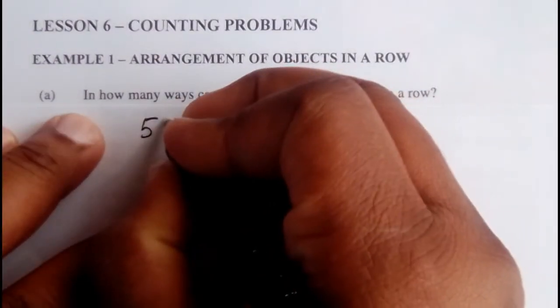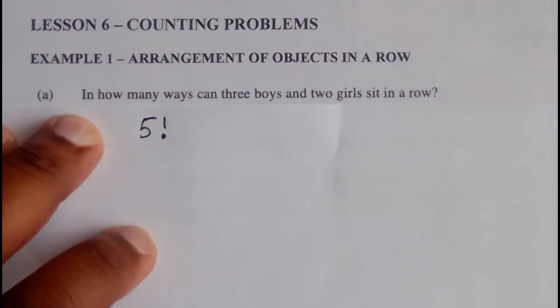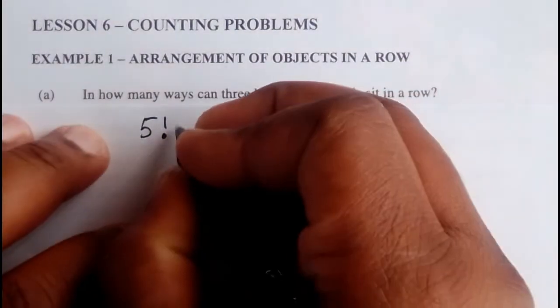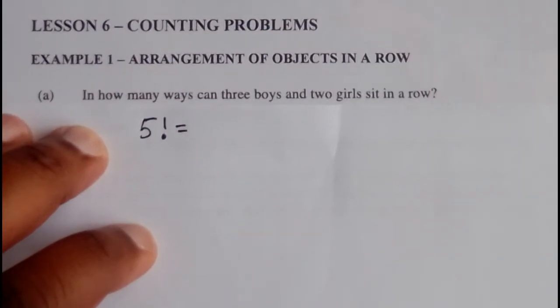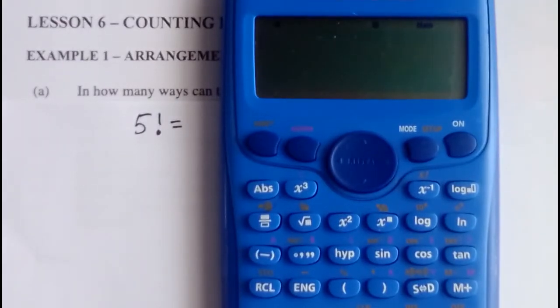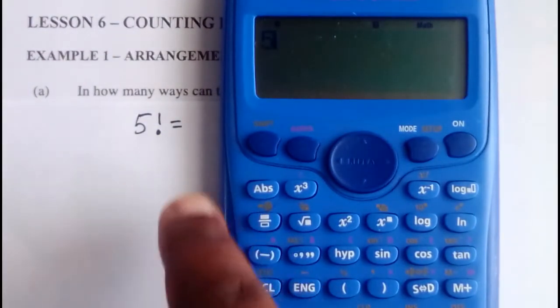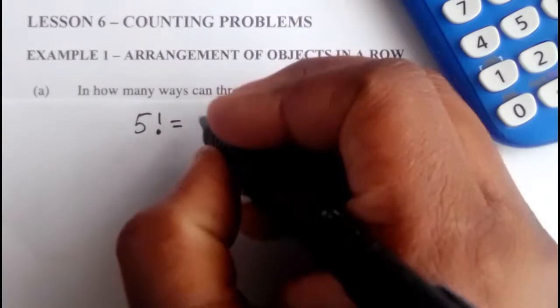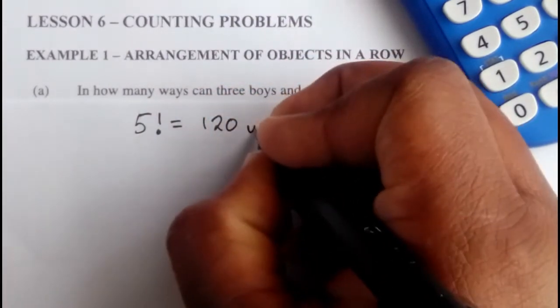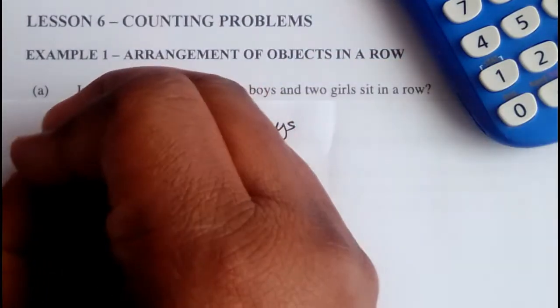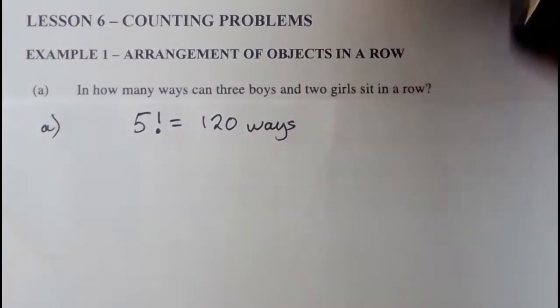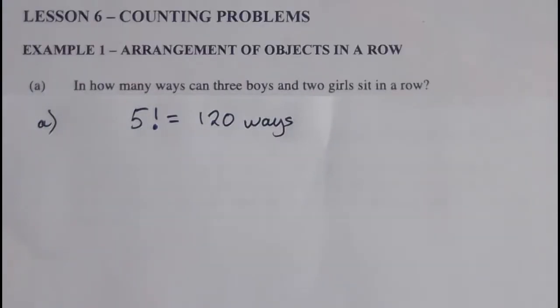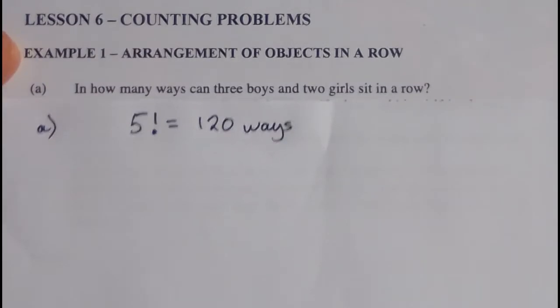So our calculation is just going to be 5 factorial. We're just going to find 5 factorial, and the answer is 120, so that means there are 120 ways in which this is possible. We kind of learned that in the last video, right? But now let's go to the next part.